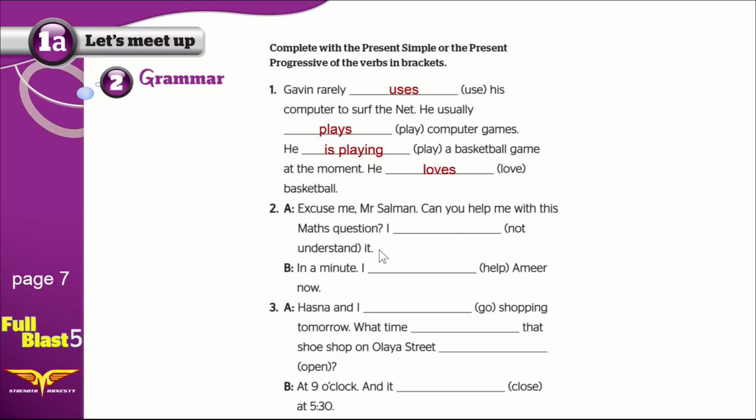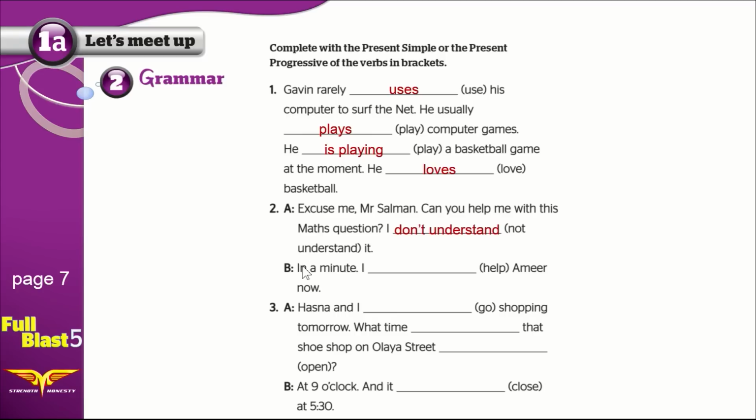I understand it. Now we have not. Now we are dealing with negative for the first time. All these above were positive sentences. Now we have negative. Okay, when you don't understand something, you don't understand it generally. So this is present simple. I don't understand it.